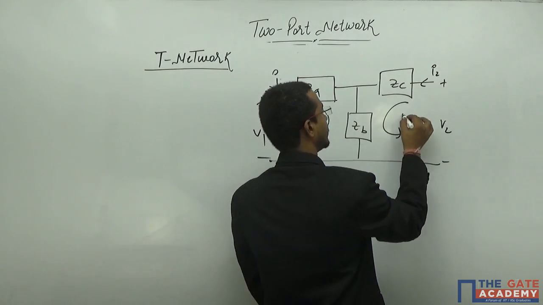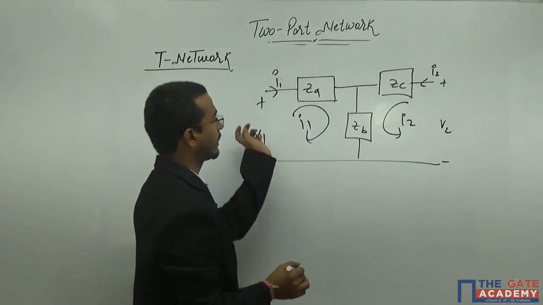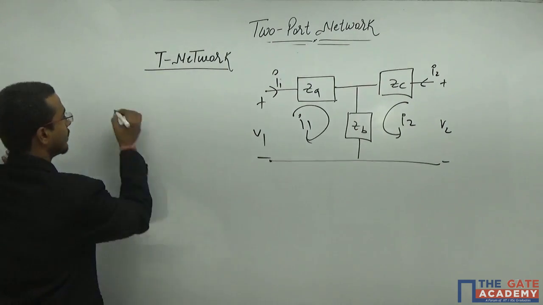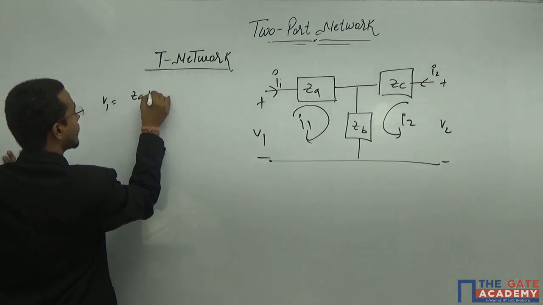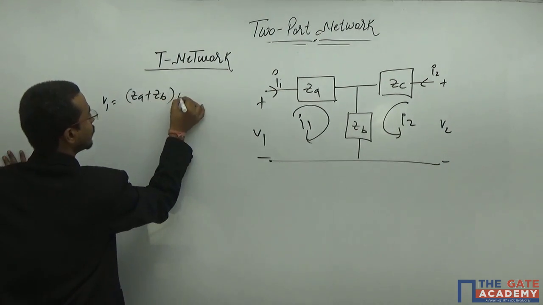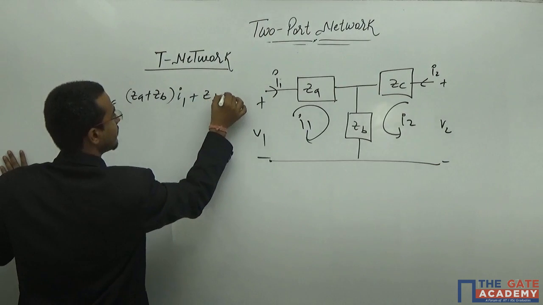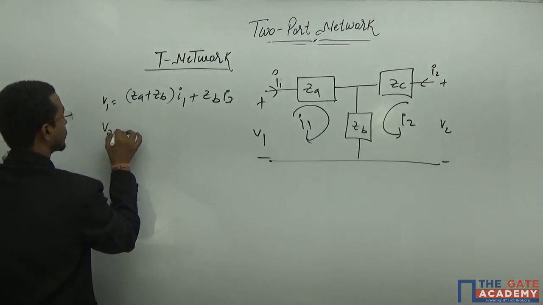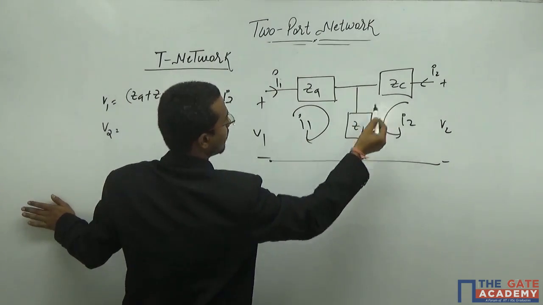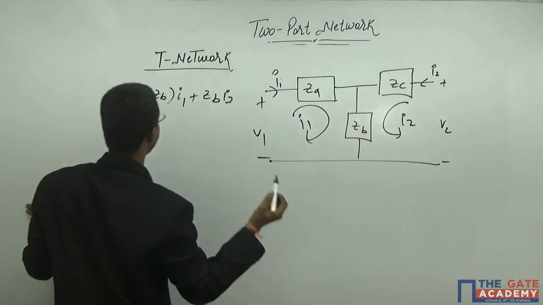Now, I2 on this side also. Just try to write down the equation on both the sides and you will get V1 is equal to (ZA plus ZB) into I1 plus ZB I2, and V2 is equal to (ZB plus ZC) I2 plus ZB I1.